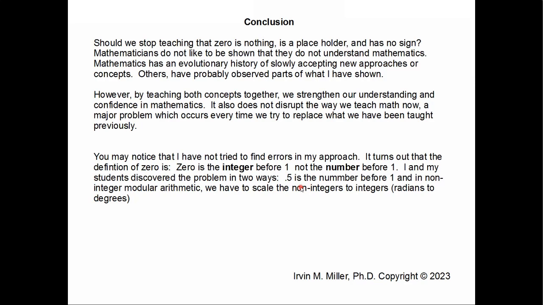You may notice that I have tried to find errors in my approach. It turns out that the definition of 0 is the integer before 1, not the number before 1. I and my students discovered the problem in 2 ways. 0.5 is the number before 1, and non-integer multiple arithmetic. We have to scale non-integers to integers, radians to degrees, for this to work. The challenge is yours.